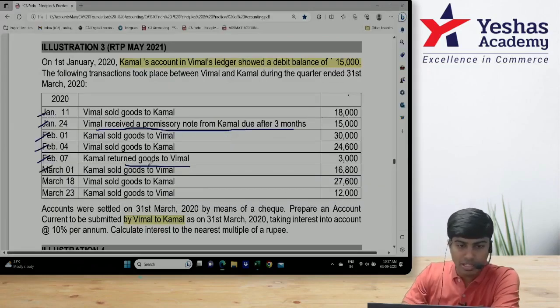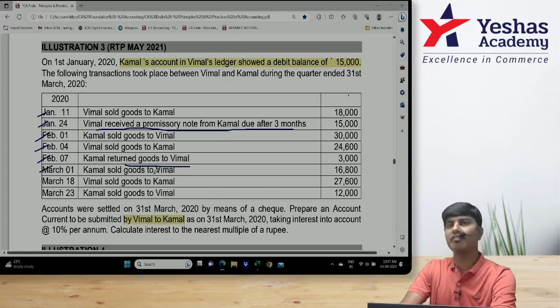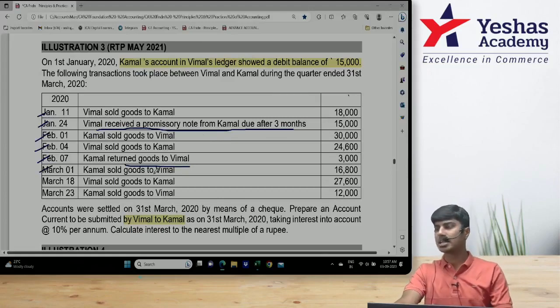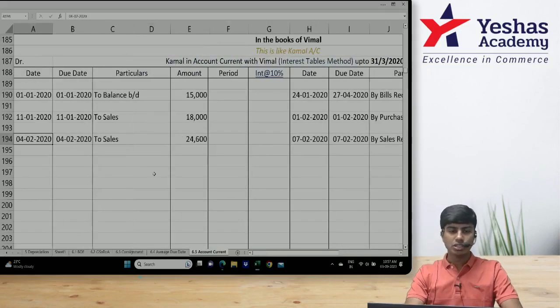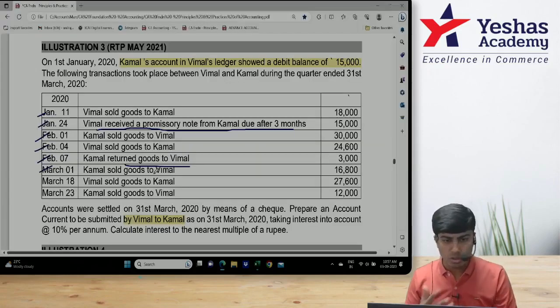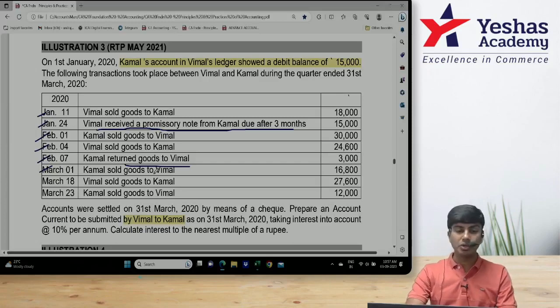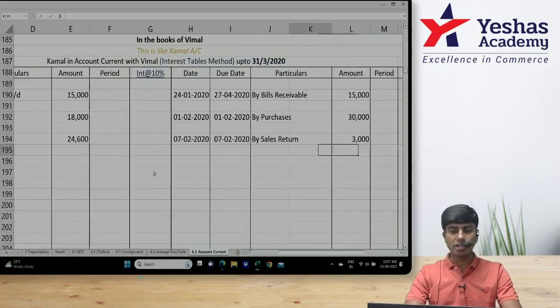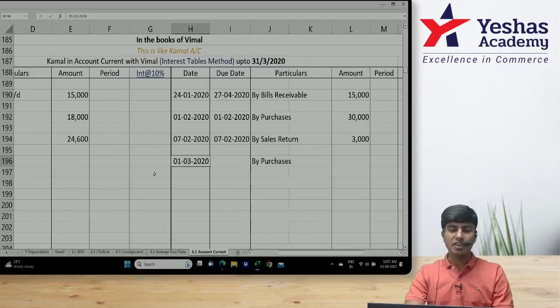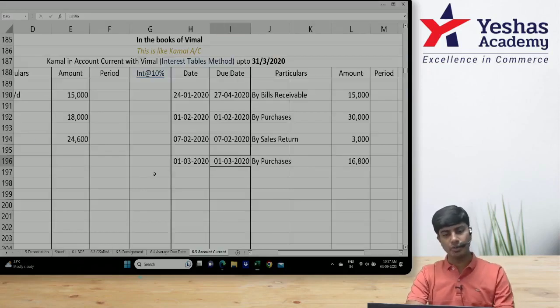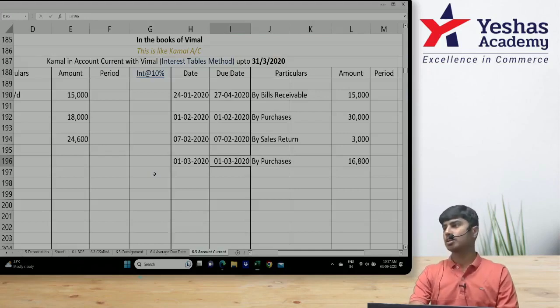Kamal sold goods to Vimal. We are Vimal. For us, it is purchase. Purchase account debit to Kamal. So in Kamal account I'll write by purchase, 1st of March, 16,800. Due date also will be 1st of March.